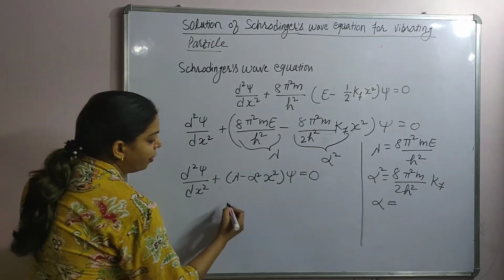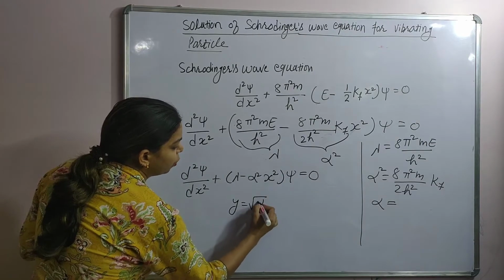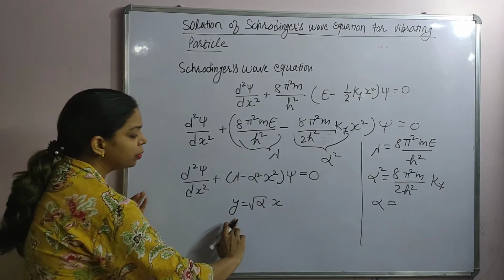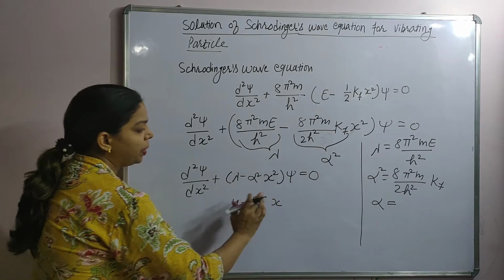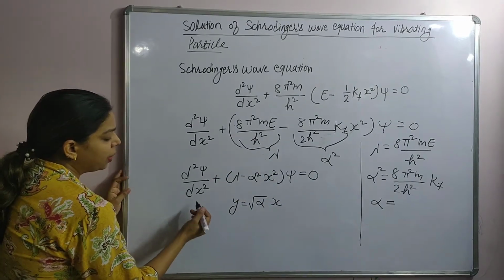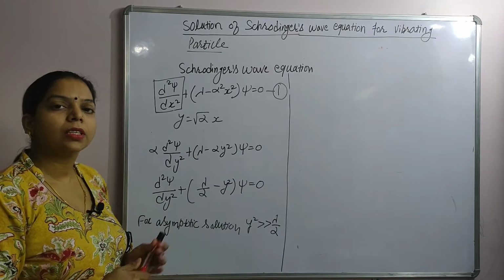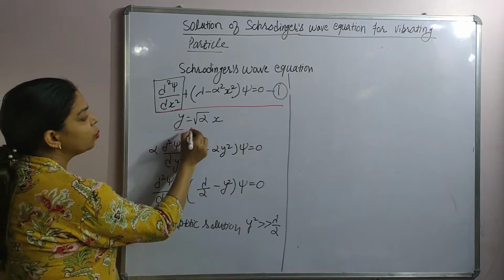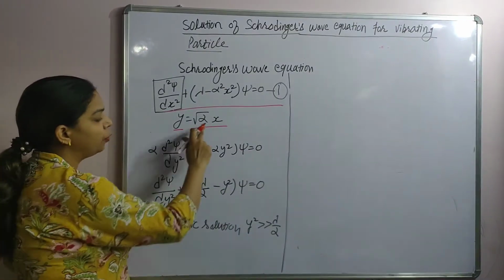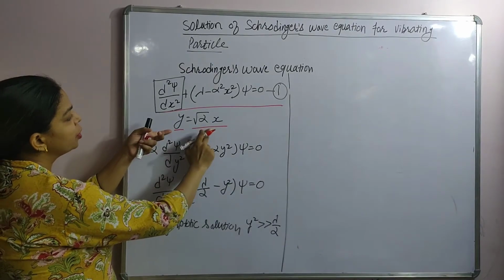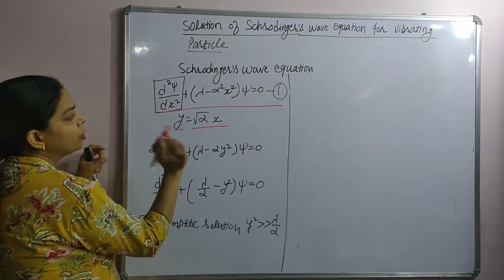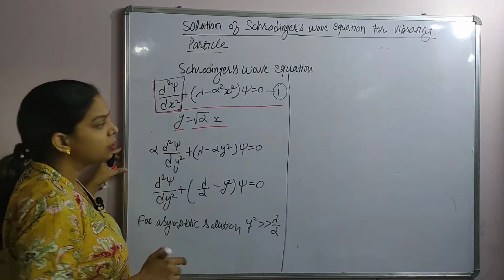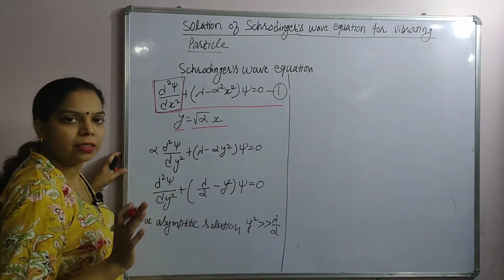For that I will substitute another factor, which is y is equal to under root of alpha times x. So I am actually replacing the variable. Here y becomes the variable now and x will be replaced. Now for the same I need to replace this term also. So this is our equation number 1 and we are substituting y is equal to under root of alpha x. When I differentiate this twice with respect to x, actually I want to replace this factor in this equation with respect to y, so that y remains the variable and x is eliminated.